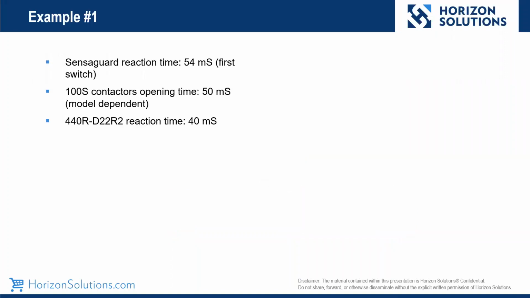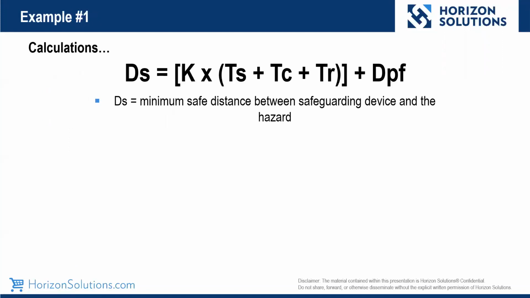Now, if we look in our device manuals, we can determine that the SensaGuard has a reaction time of 54 milliseconds. The output contactor has an opening time of 50 milliseconds. Again, this is model dependent, but here, this is based on the model for our example. And then we have the 440R safety relay, which has a reaction time of 40 milliseconds maximum from a change of input to change of output.